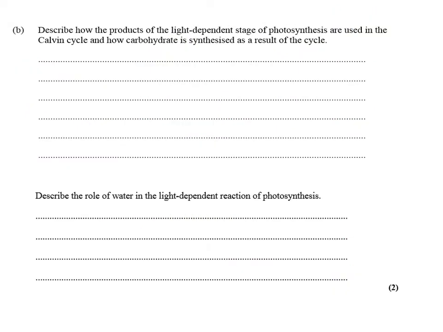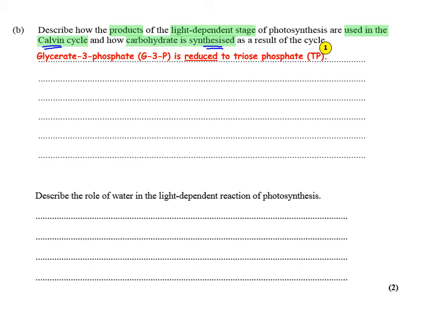So in question B, we're going to build on some of the information that we've just put into the exam question. Now this question says, describe how the products of the light-dependent stage of photosynthesis are used in the Calvin cycle and how carbohydrate is synthesized as a result of the cycle. So there's actually 2 parts to this question. The first part is asking how the products of the light-dependent stage are used in the Calvin cycle, which is what we've just talked about. And the second part is asking how carbohydrate is synthesized as a result of the cycle.